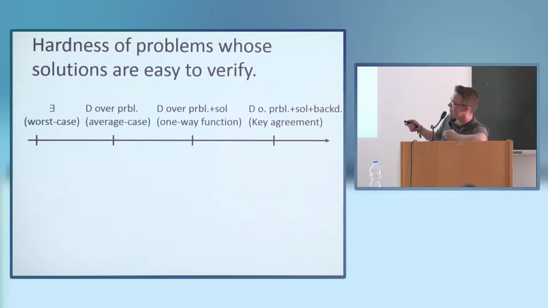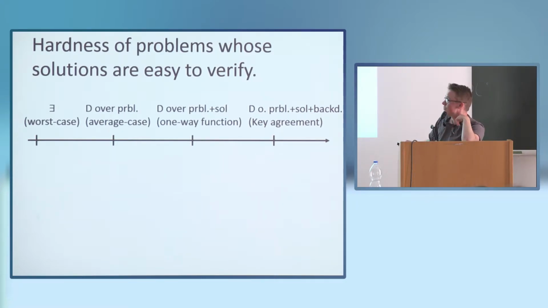The hardness within NP that I'd like to think about is worst case hardness, which means hard problems exist; distributions over problems, which means I have a distribution over problems that are hard; one-way functions, which are distributions over problems together with their solution; and then public key encryption or key agreement, where I have a distribution over problems and solutions, and I can give a backdoor to someone else so they can also solve the problem.